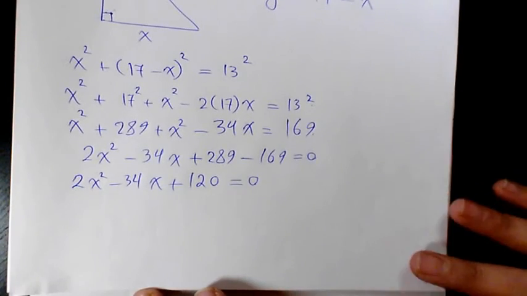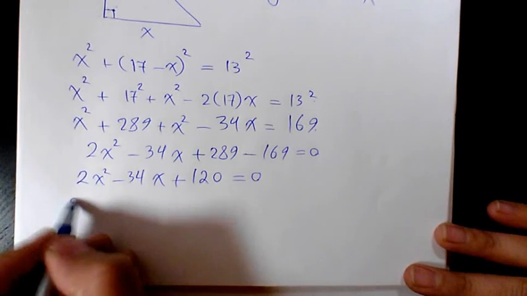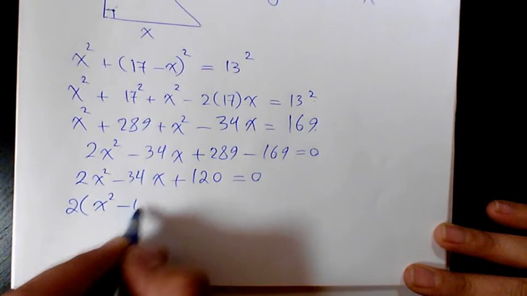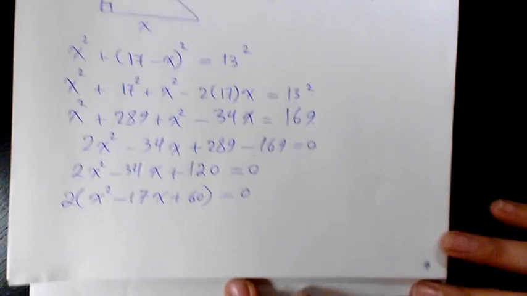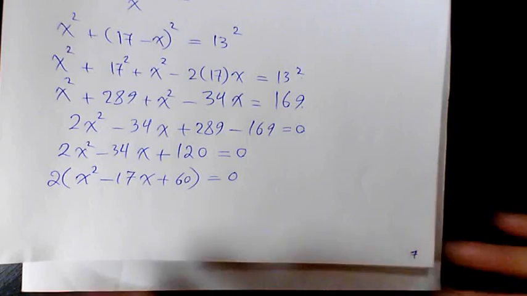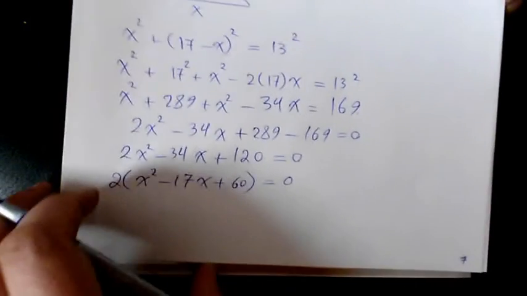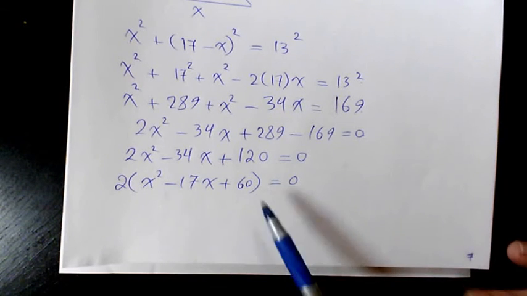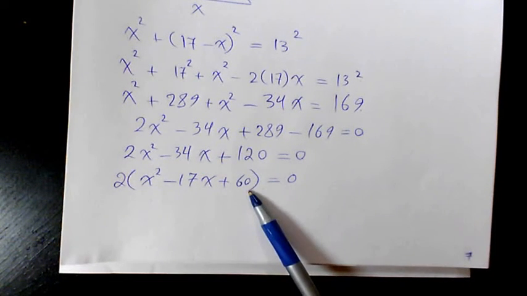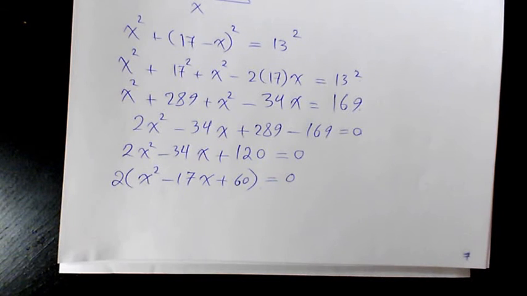Now, in order to make it easier, we need to factor 2 here. It's not necessary, but it is going to make it a lot easier if you do that. So now we can use both quadratic equation or we can use factoring method. Let's use factor method. Let's see what two numbers multiply to give us 60, and when you add them, it's going to be negative 17. So basically, let's check.